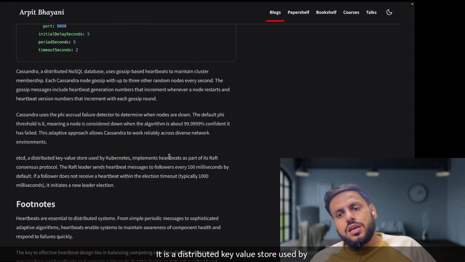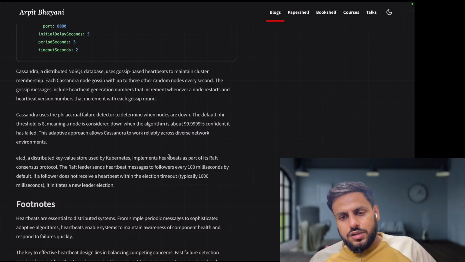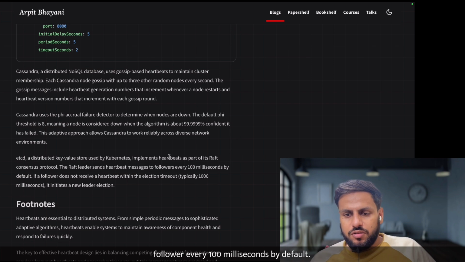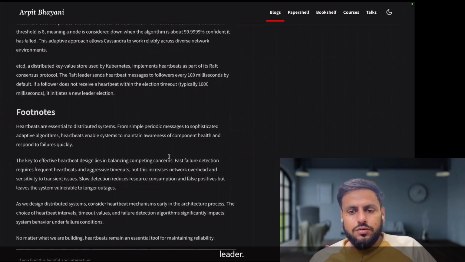etcd, a distributed key-value store used by Kubernetes, implements a heartbeat as a part of its Raft consensus protocol. The Raft leader sends a heartbeat to the followers every 100 milliseconds by default. If a follower does not receive a heartbeat within the election timeout, it initiates a new leader election.